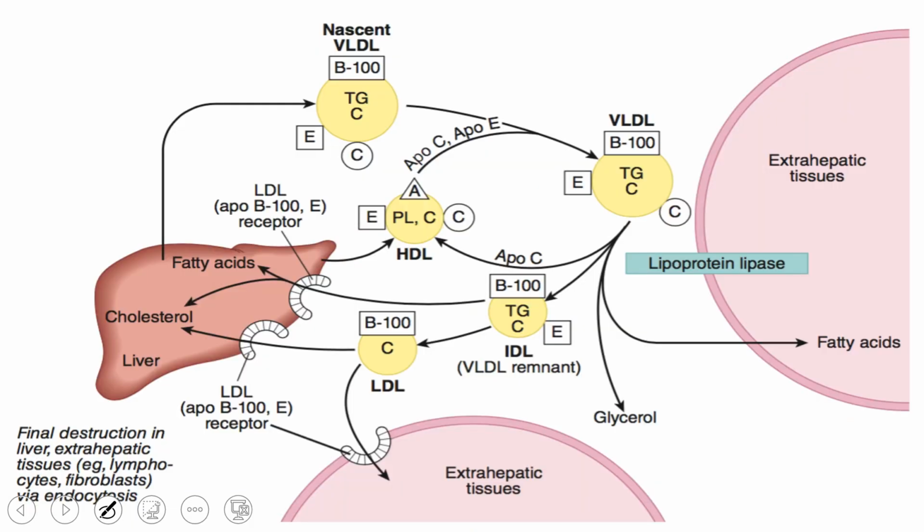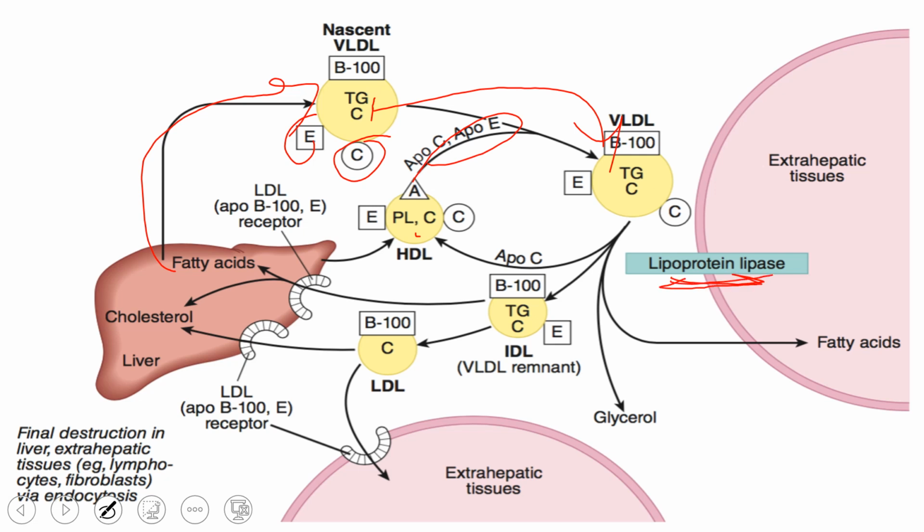So this is the same process, but shown again pictorially. This is the liver, which synthesizes nascent VLDL, which is rich in triglyceride like chylomicrons. It gets ApoC and E from HDL. So HDL gives C and E. It is converted into mature VLDL. This mature VLDL is acted upon by lipoprotein lipase, which is associated with the capillary walls. This lipoprotein lipase digests the triglyceride and converts them into IDL, that is VLDL remnant. So the triglyceride is metabolized into fatty acid and glycerol. Glycerol goes to the liver and fatty acid will be taken up by the tissue.